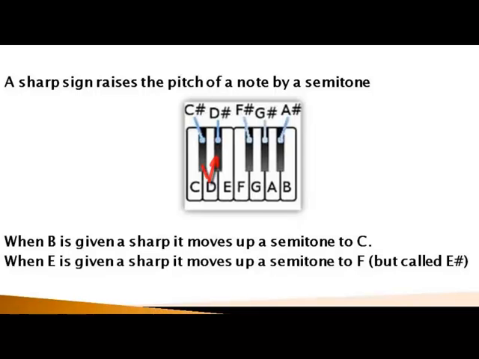You can also go from a black key to a white key. C sharp to D would be a semitone. D sharp to E would be a semitone, and so on. When you have B sharp, you're going to play B sharp on C because B sharp is a semitone above B, which is C. E sharp, you would move up a semitone to F, but it's still called E sharp.